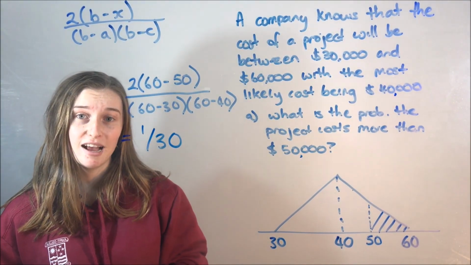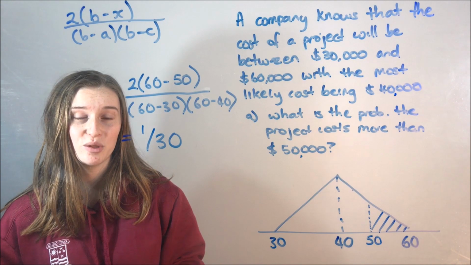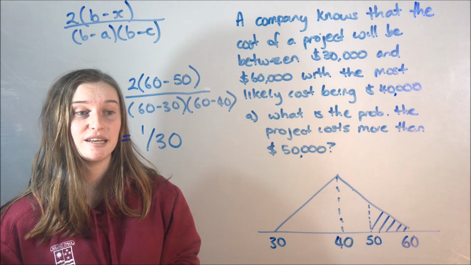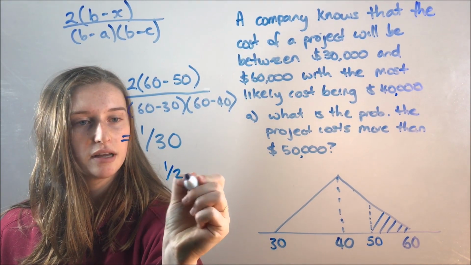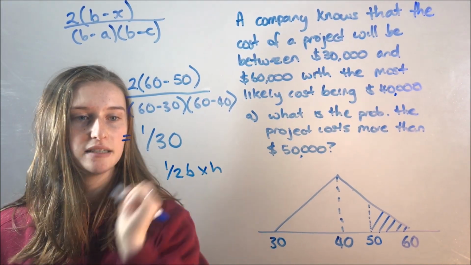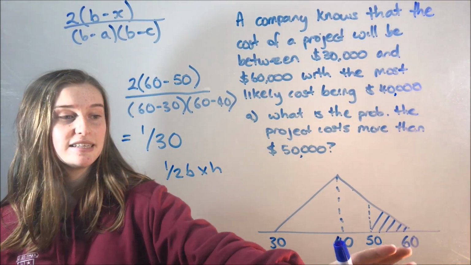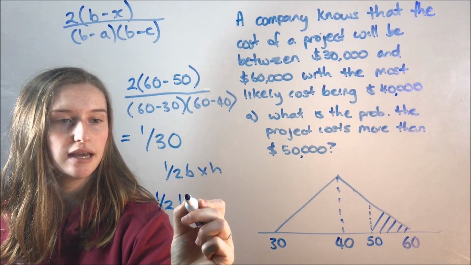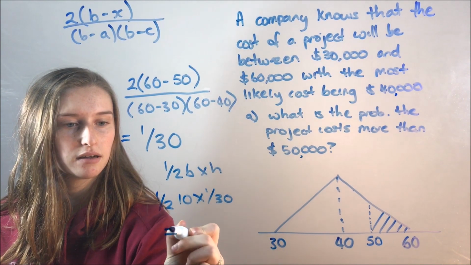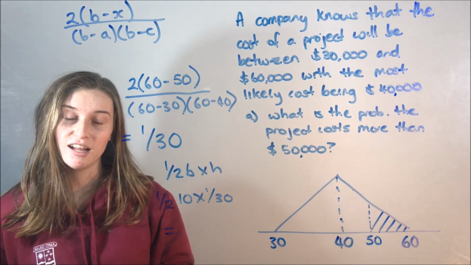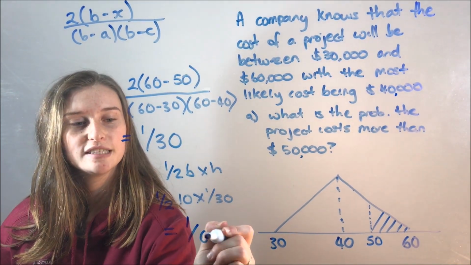Now, just like the last ones, this is the height and not the probability. So we need to put this into the area of a triangle, which is half base times height. We know that our base is 10. Half times 10 times 1/30. So this gives a final answer of 1/6.